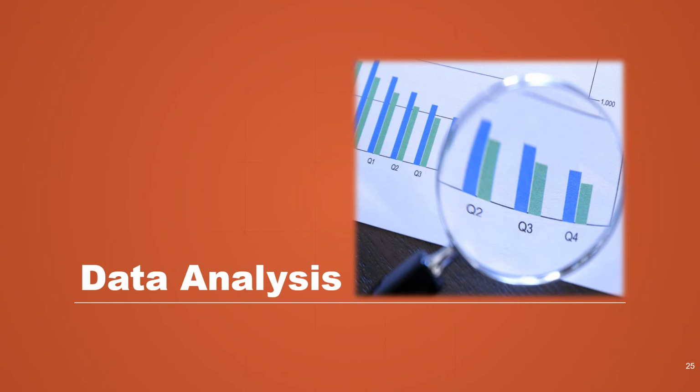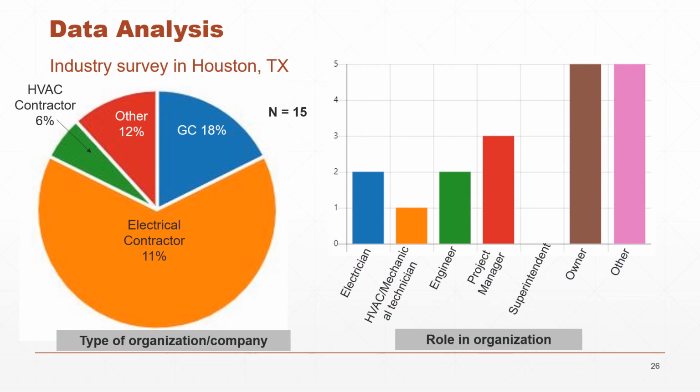Here's the data analysis now, and we see that the general contractors were 18%, and others were about 12%. Electrical contractors were 11%.